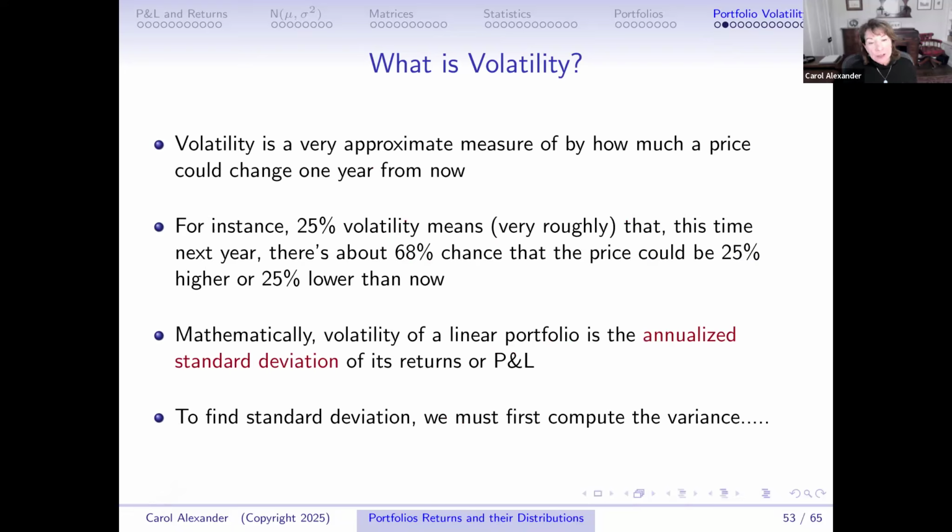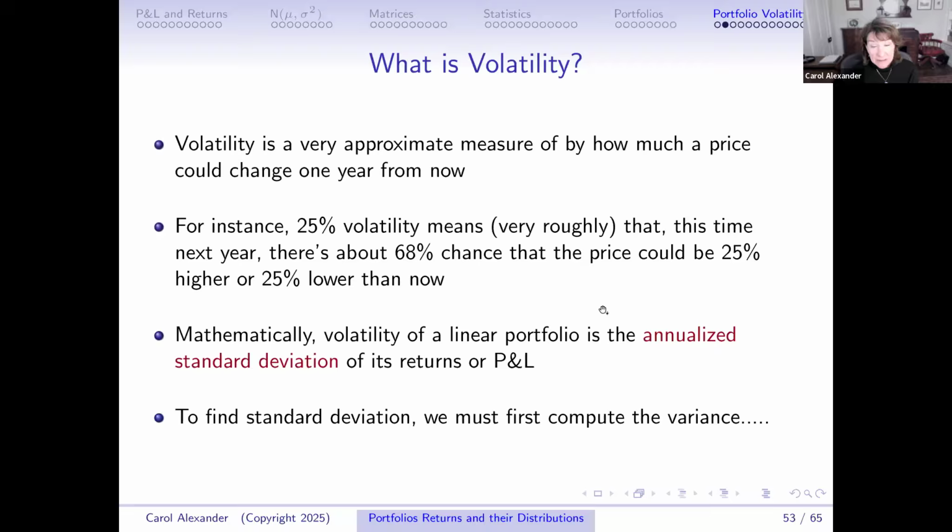For instance, if you say the volatility is 25%, it means very roughly that this time next year, assuming a normal distribution, 25% is like 1 standard deviation. So there's a 68% chance that within a normal distribution, it's going to be plus or minus 1 standard deviation. In other words, if you say there's 25% volatility, then there's about a 68% chance that the price could be 25% higher or lower than that. So volatility is really based on a standard deviation, but it's just annualized.